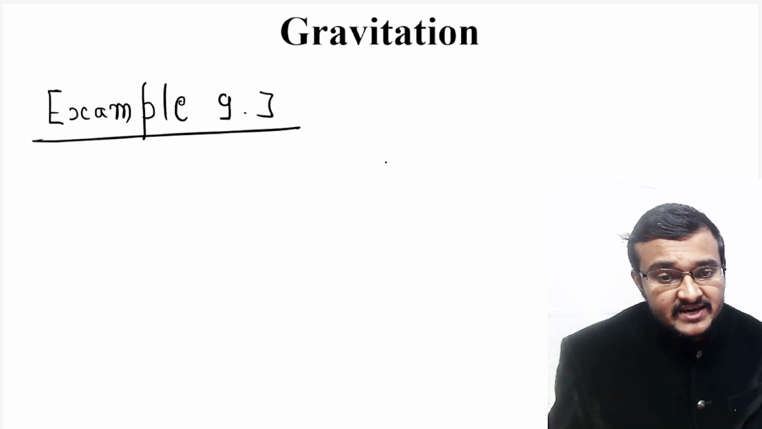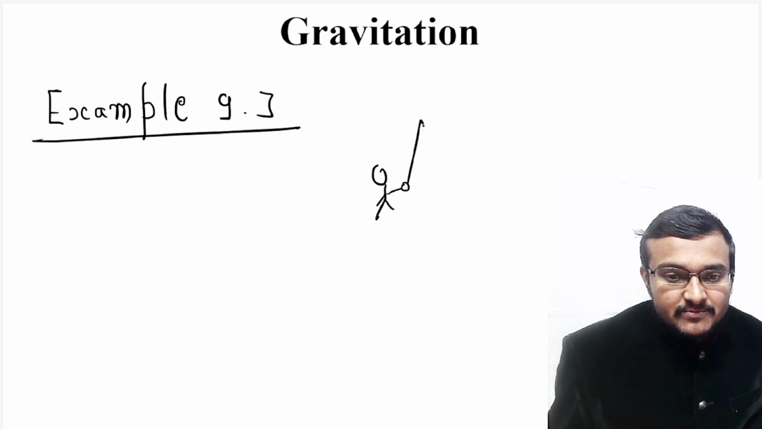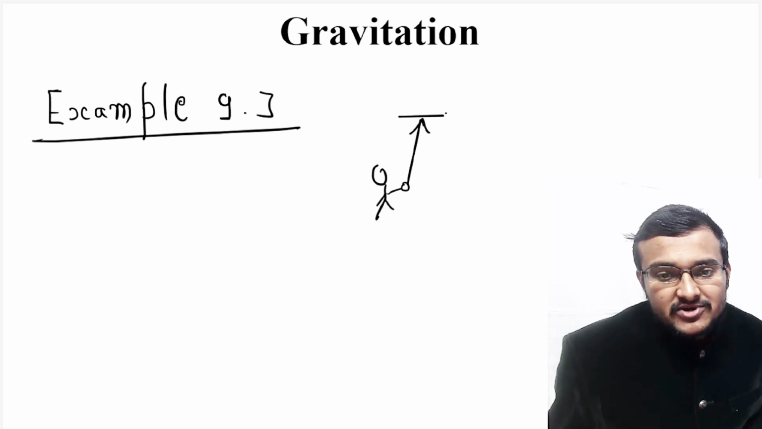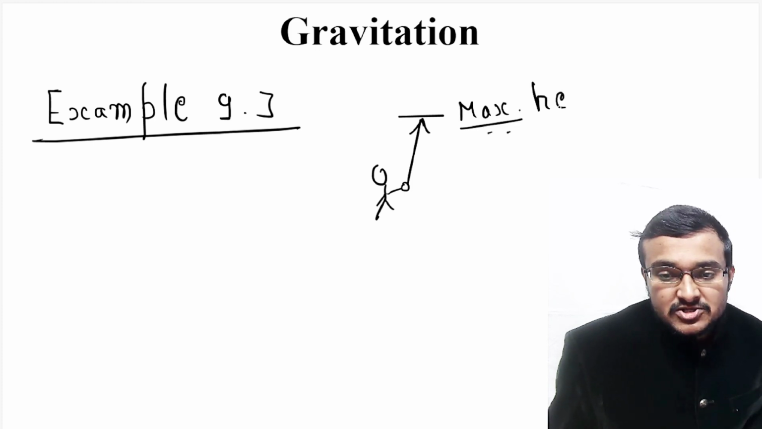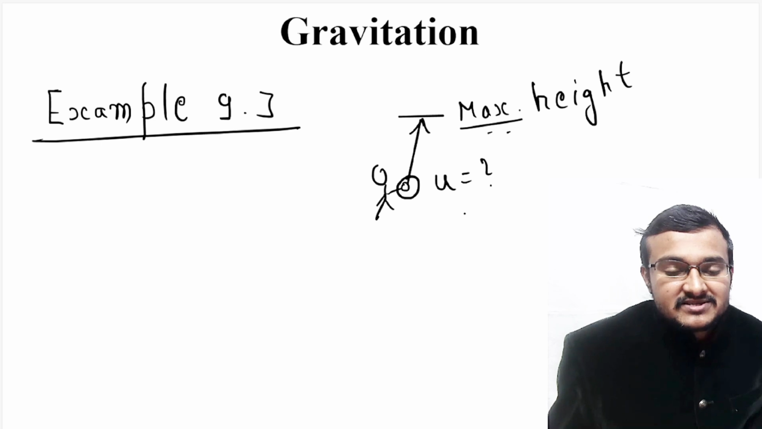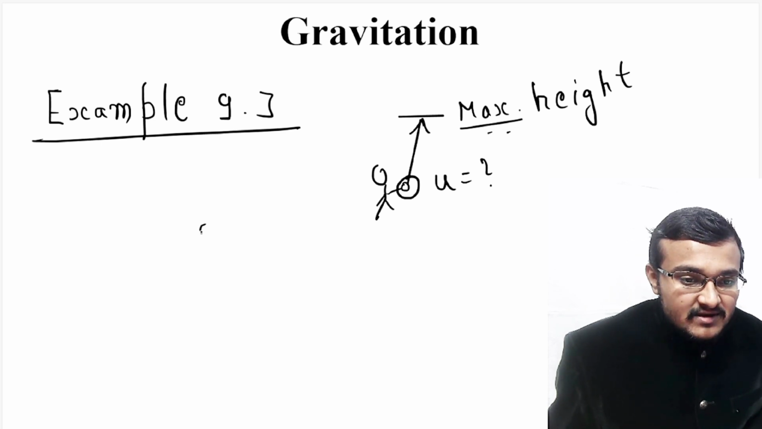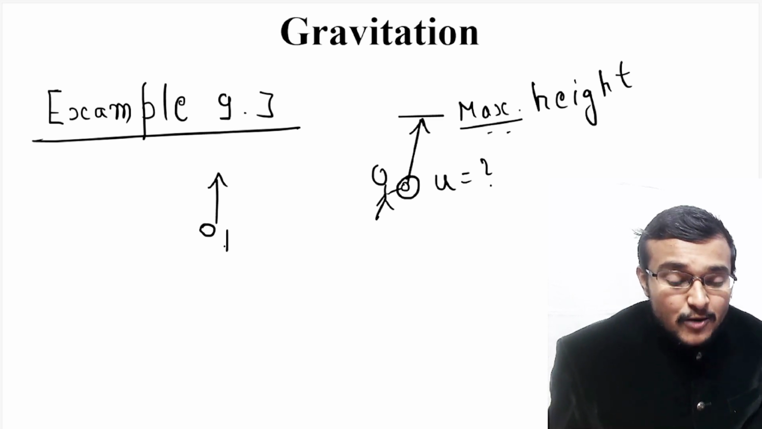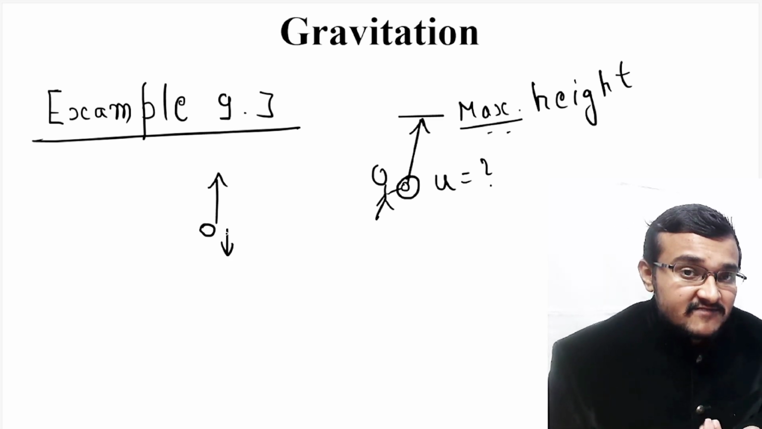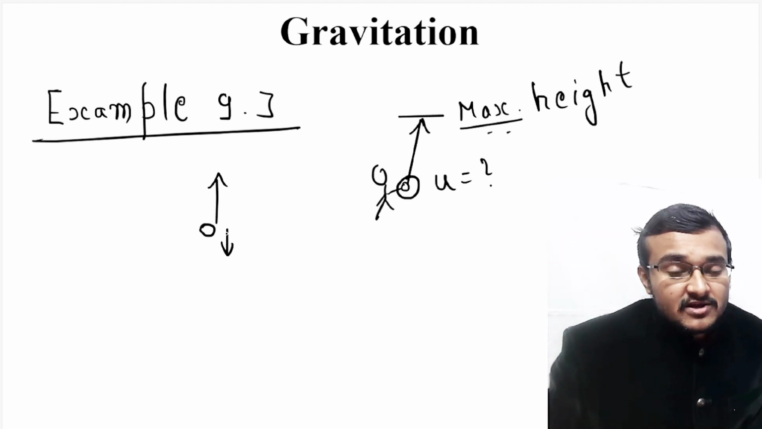Coming to example 9.3, here a stone was thrown upwards. So let's say a person is there and he has thrown a stone upwards. Now you have to calculate the maximum height to which this stone reaches, and you should find out at what velocity this person has thrown this stone. Whenever an object or a stone is thrown vertically upwards, gravitational force will be applied on this object oppositely. That is, this gravitational force is in the opposite direction to the direction of motion of the object which is traveling against the gravitational force.